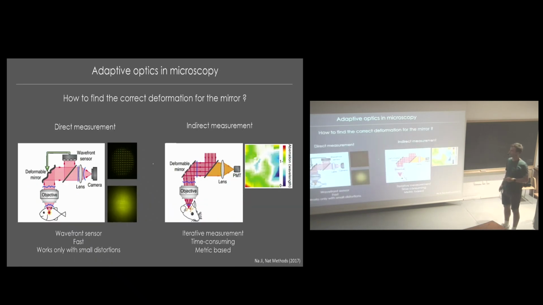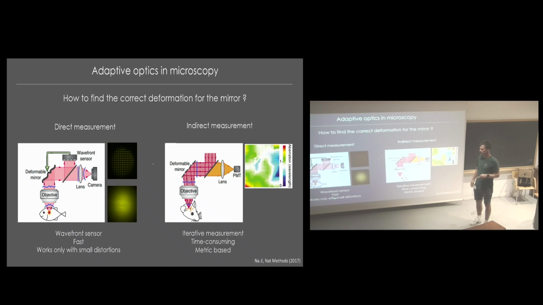But we need to find the correct deformation for the mirror. So there are two ways. The first consists in a direct measurement, and the second in an indirect measurement. The first one basically consists in using a wavefront sensor. A wavefront sensor, or a Shack-Hartmann, is just a micro lens array in front of a camera, and you have an array of dots. Depending on the aberration, this will shift the position of the spots. And with this, in a single shot, you measure the wavefront of your light. So this is really fast. This is really the advantage.